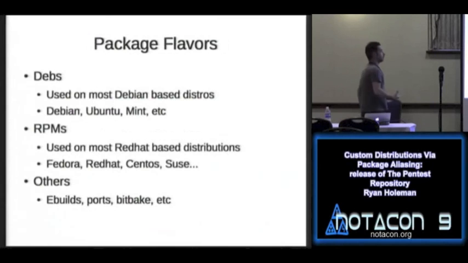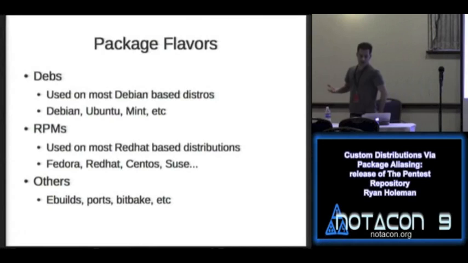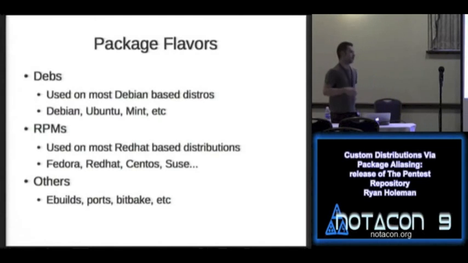So as I mentioned, in Linux, we typically have debs and RPMs. Debs are found on Debian-based systems, Ubuntu, etc. RPMs are found on Red Hat-based systems, CentOS, Fedora, SUSE, not really Red Hat-based, but they also use RPMs. Other distributions also use these packages, but these are the main ones for debs and RPMs. There's obviously other packages. Gentoo, we have ebuilds. BSD systems, we have ports. We have BitBake on embedded systems.